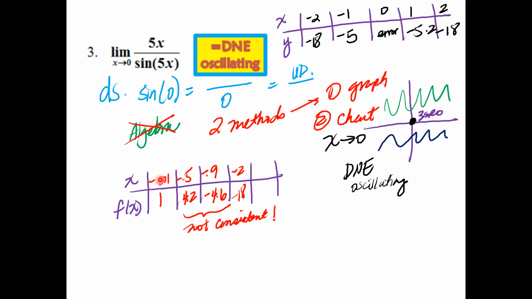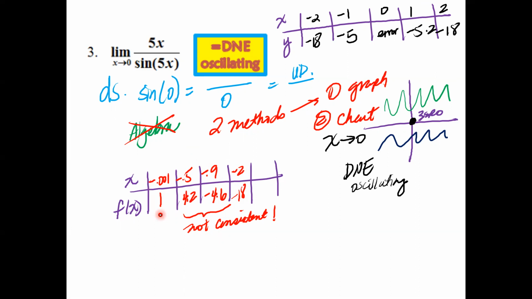Now, on the other hand, you can try something even smaller. You could try -0.001, -0.5, -0.9. And as you get close to 0 from the left side, you can see that it's jumping from a -2, the y value is a -18. From a -9, it's a -4.6. From a -0.5, it jumps all of a sudden to a +4.2. So this is where it's kind of dipping down and then oscillating up and then dipping down. So because there's no consistency in either of the methods, it does not exist.